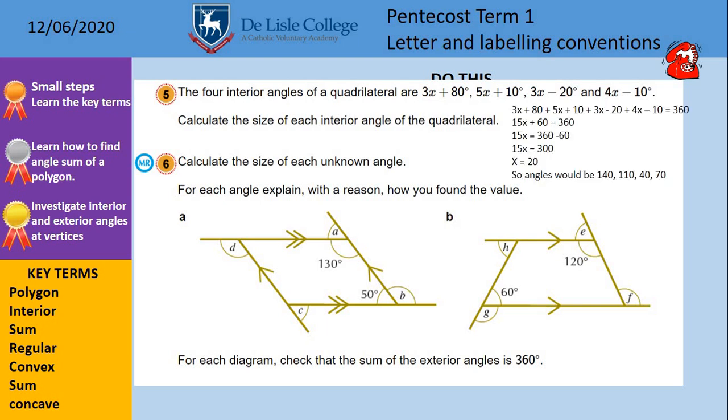Then, if we collect all of our like terms, we can begin to simplify it, and we end up that x is worth 20. The size of each one then would be 3 times 20 plus 80 gets the first one, 5 times 20 plus 10 is the next one, and so on. Substituting x equals 20 into all those four, you'll get 140, 110, 40, 70. Double check, all those four added together is 360 degrees, so you know you are right.